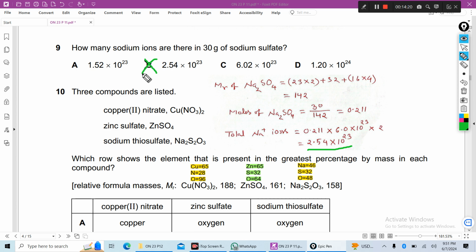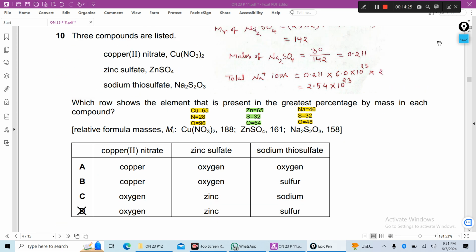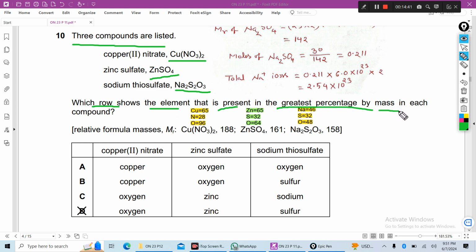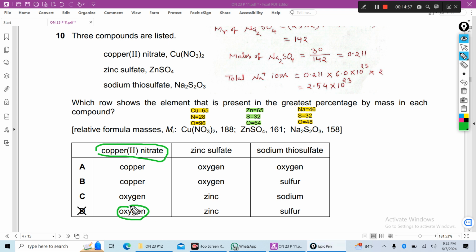Then number 10. Three compounds are listed: copper 2 nitrate, zinc sulfate, sodium thiosulfate. Which row shows the element that is present in the greatest percentage by mass in each compound? Greatest percentage by mass. You see, copper 2 nitrate, oxygen is the greatest element.